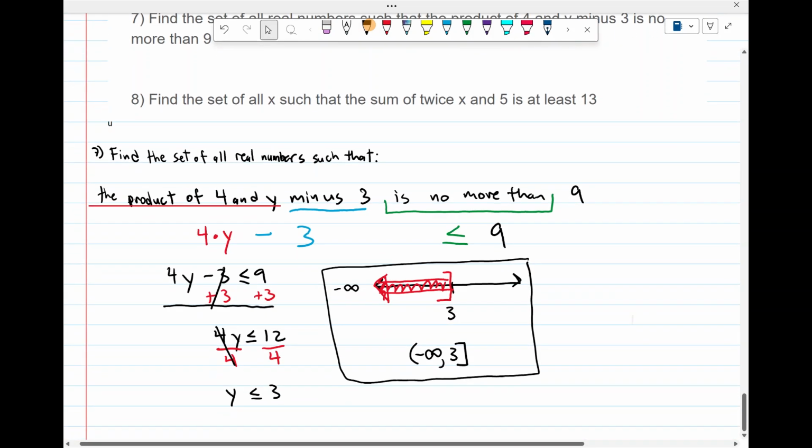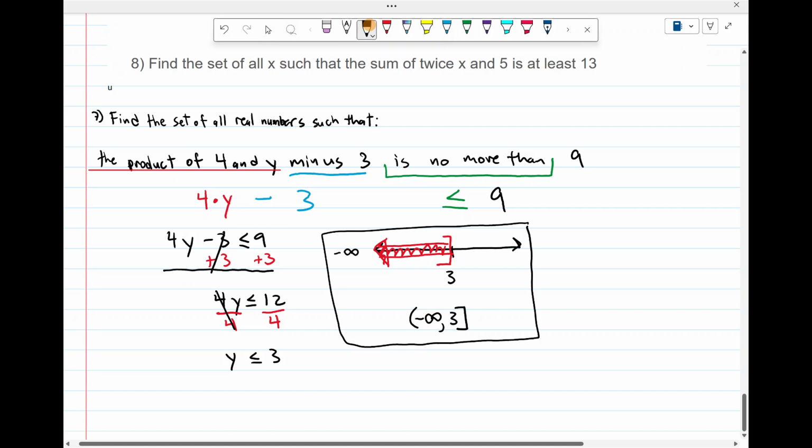All right, let's do one more, which is number 8. And again, I'm just going to write it. And it says, find the set of all x such that, again, that part I don't even need. That just is telling me solve for x. The part after that is what I actually care about.